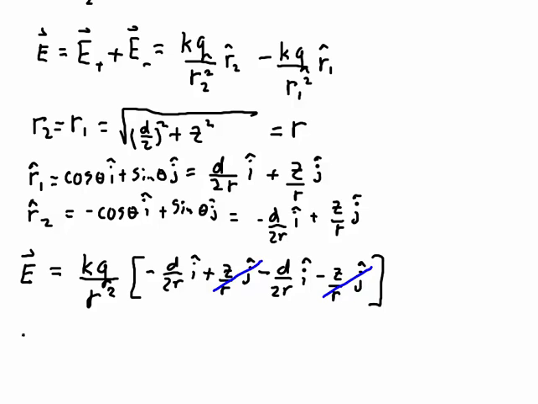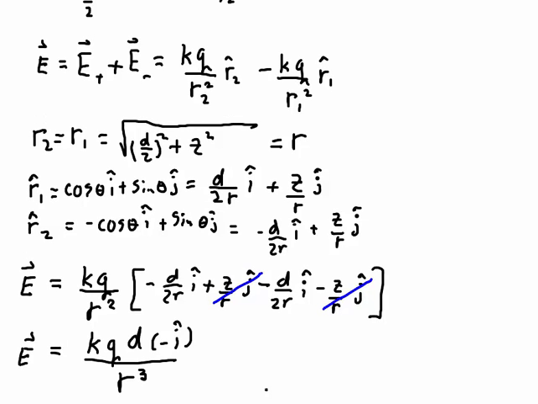So now I have the electric field is equal to kQ. A minus d over 2 and a minus d over 2 makes a minus d. The R can combine with the R squared here, and so I get minus d i hat over R cubed. Now here's something that people notice in these type of problems involving the dipole.